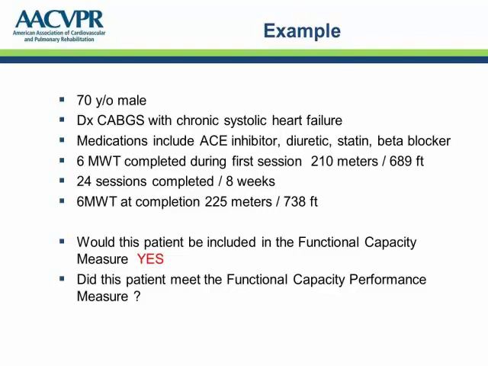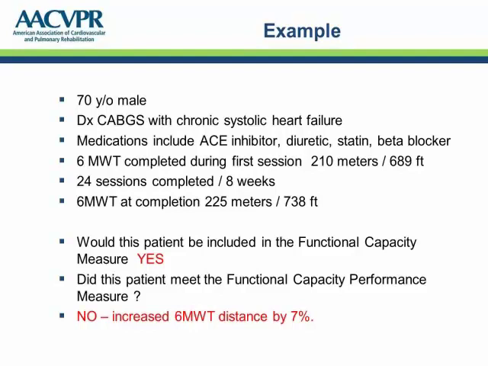Did the patient meet the functional capacity performance measure? In this case, the patient did not meet the measure. His 6-minute walk distance increased by 7%. And remember that to meet the performance measure, that distance would have to increase by 10%. So this patient would not be included in the numerator.